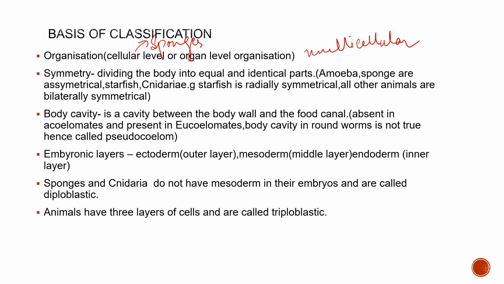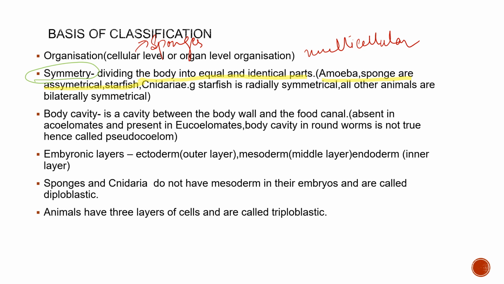Now next comes the body symmetry. What is this body symmetry? This term means dividing the body into equal or identical parts. So amoeba and sponge are asymmetrical. When we are dividing their body, no matter in which way we cut, the two halves will not be the same. So amoeba and sponge are asymmetrical.